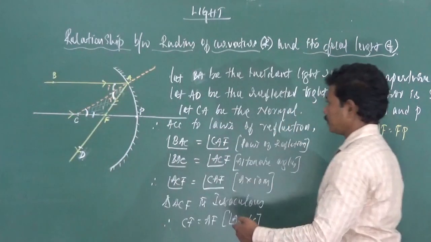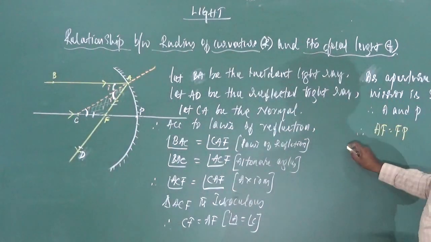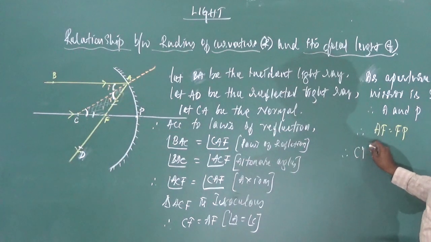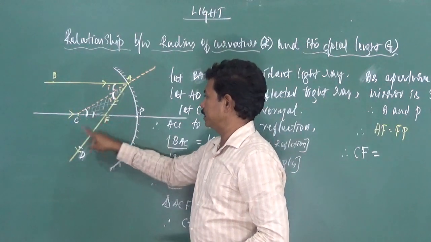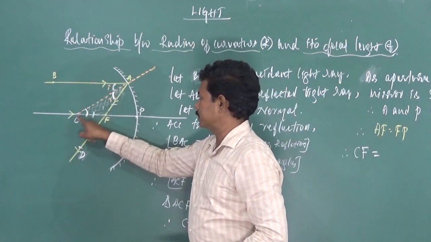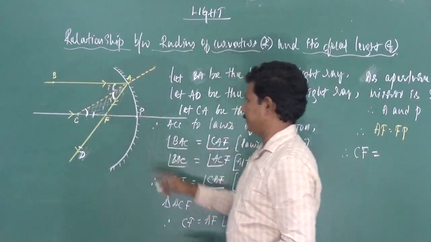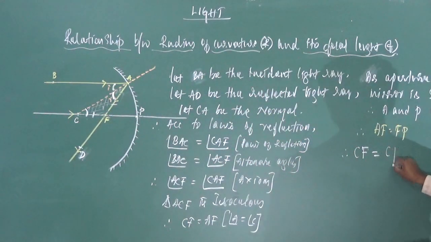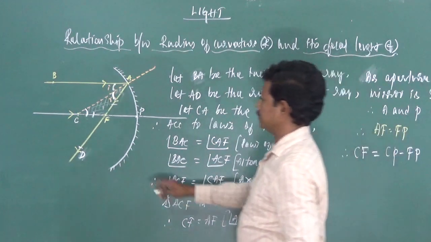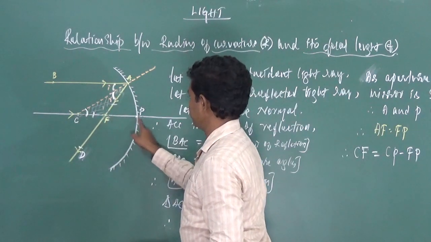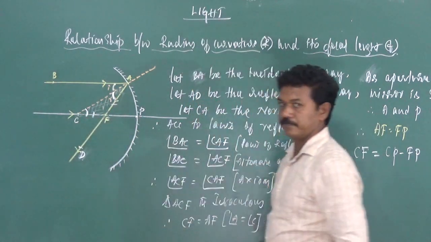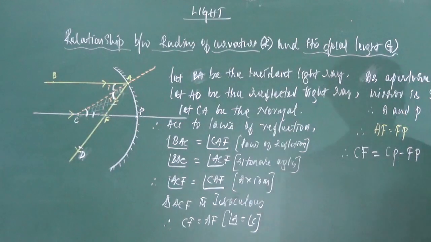Now let us go with the next thing. Let us define the length of CF here. The length of CF can be defined as CP minus FP. From the entire CP, if you remove PF, you get CF. So that is CF here.